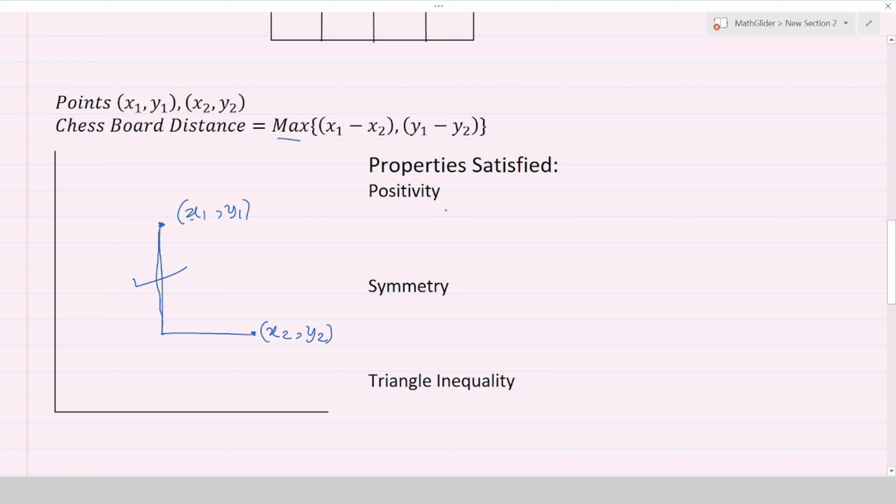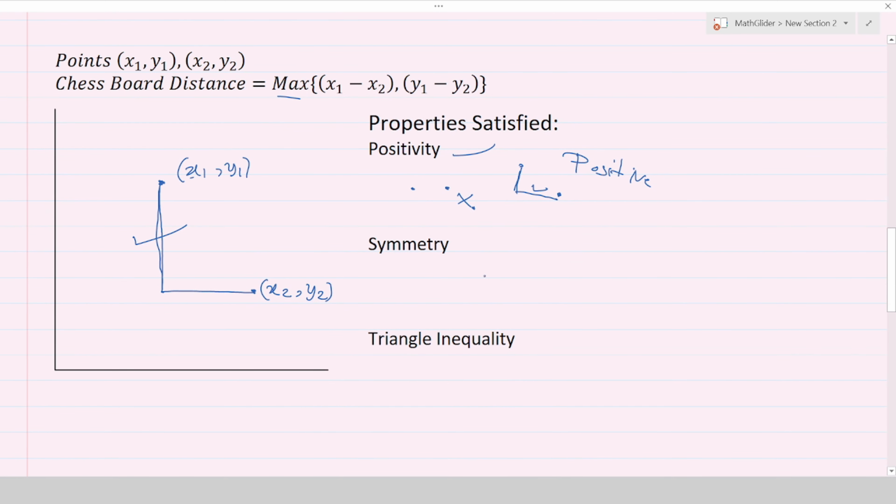So let us see what are the different properties satisfied by this distance. You can easily see that if you take any 2 points, the maximum between this and anything, the distance is always positive. If you take the same point twice and measure the distance, it will be 0. Otherwise, it is always positive, never negative. So the chessboard distance satisfies this positivity property.